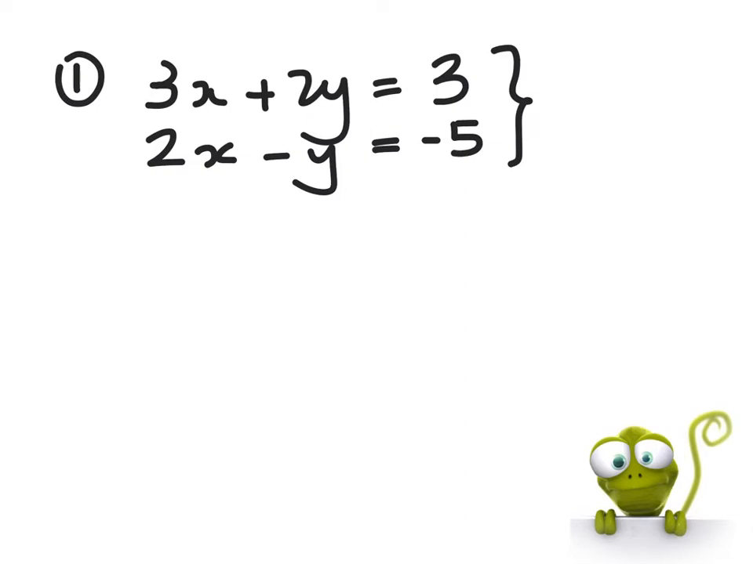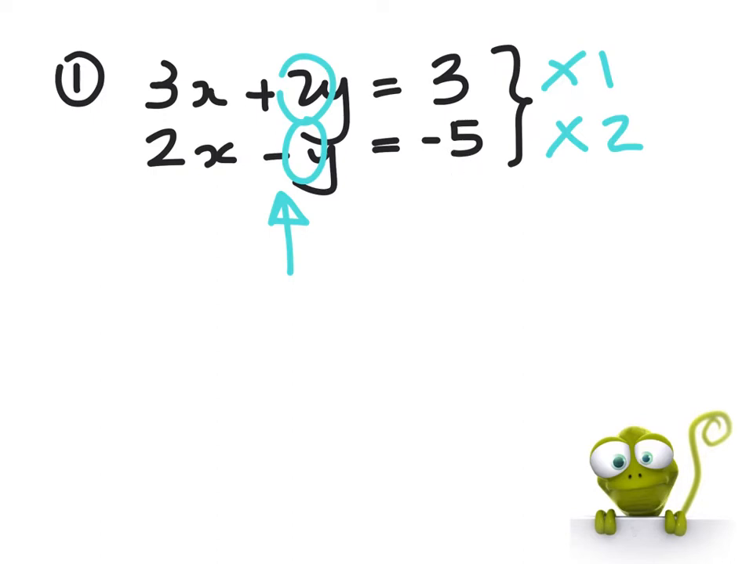I am going to make the ones in front of the y the same, so I'm going to make these ones the same. Because this one is currently a 2 and this one's currently a 1, then I'm going to multiply the top one by 1, in other words I'm not going to do anything with it, and I'm going to multiply the bottom one by 2. Now remember, when you multiply the bottom one by 2, then the 2x gets doubled, the negative y gets doubled, and the negative 5 gets doubled.